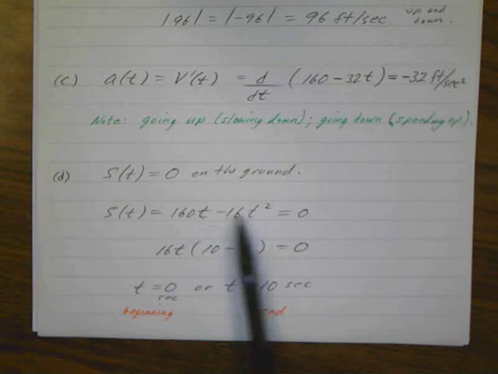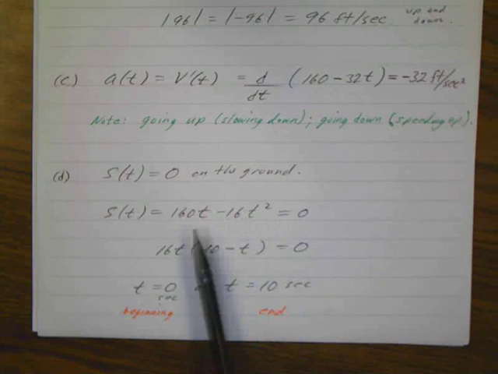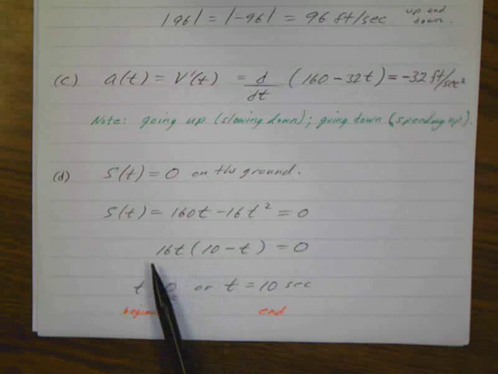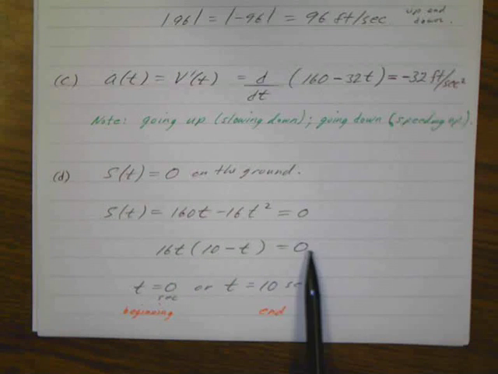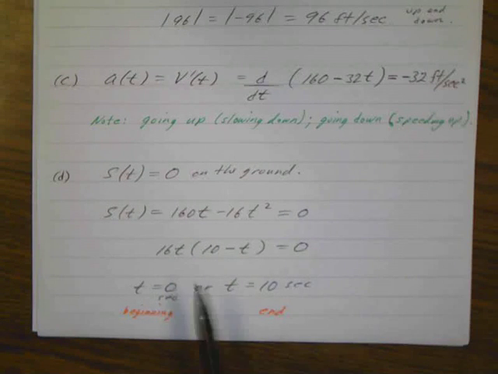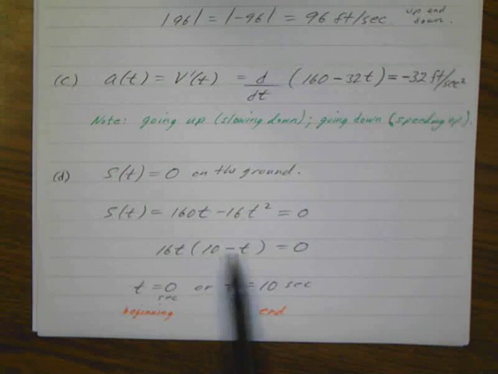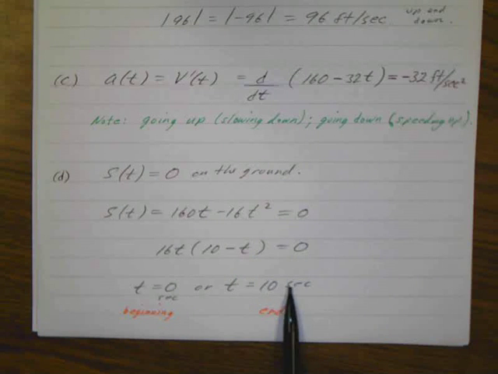So if I set this equal to 0, it's easy enough. I just factor out a 16t, and I get 16t times (10 minus t) equals 0. If I set 16t equal to 0, I get t equals 0. If I set 10 minus t equals 0, I get t equals 10. The position will be 0 twice, at 0 seconds and at 10 seconds.